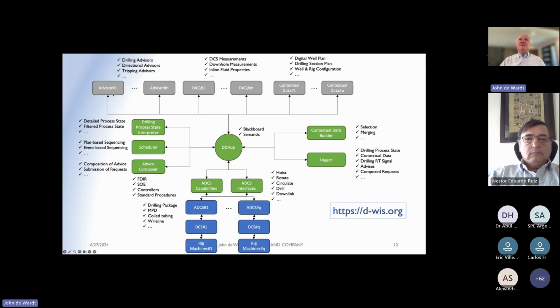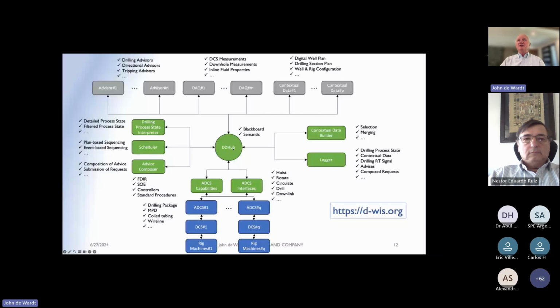If you have a look at this, we have these drilling advisors, so directional, tripping advisors, drilling itself advisors. Up here, we have downhole measurements, fluid properties. We have the well plan, the drilling section plan, etc. So there's all this information from advisors, data acquisition, and from contextual sources. And then on the left side, you can see the drilling process state interpreter. And actually, this group has published a paper on microstates in drilling. So they can actually define to some detailed level the process states that are occurring. So this can go into the central hub of the system and everybody knows what's happening.